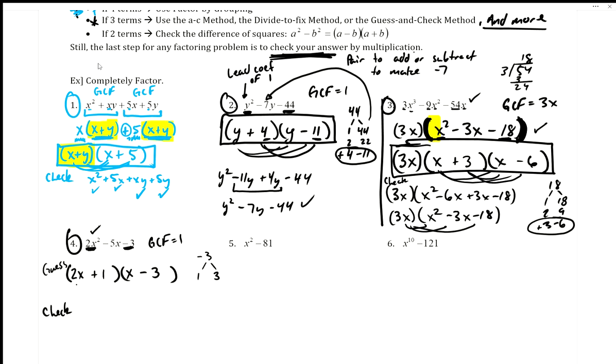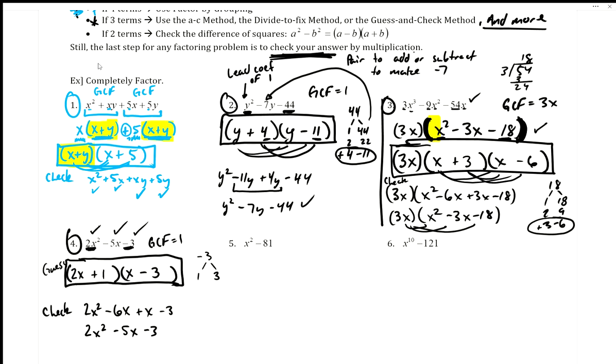Okay, so the 2x times the x would be 2x squared. 2x times -3 is -6x. +1 times x is +x. +1 times -3 is -3. And then we can simplify. 2x squared minus 5x minus 3. Yep, that's a match. That is the same as up there. So everything's good. Okay, so that guess was correct. Now, if it wasn't correct, I would just erase and try again, or scratch it out and try again.